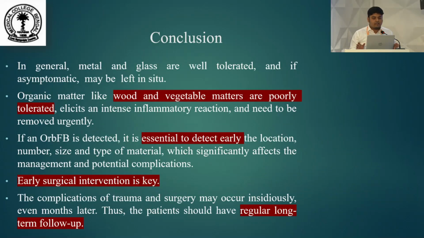Thus, the take-home points are that if the foreign body is metal or glass, and if small in size, it may be asymptomatic and may be left in situ and observed following conservative management. However, if the material is any organic matter like wood or vegetative matter, it elicits an intense inflammatory reaction and it needs to be removed urgently.